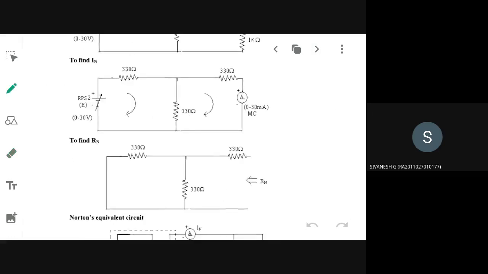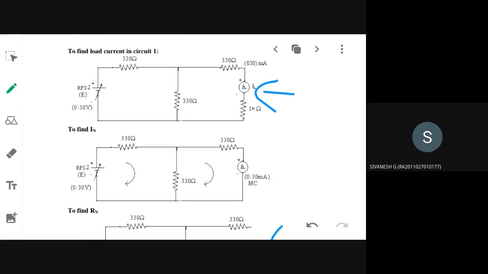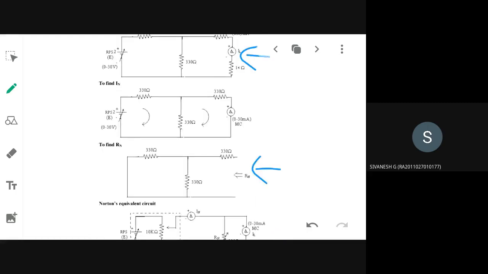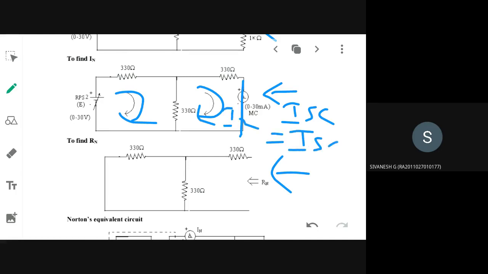RThevenin calculation is the same, same value. IL also same value. One more formula is there for calculating it. The only thing that you have to calculate is the ISC current. For that, you short this, and you can use what law here to find the current I2? I2 is equal to ISC, no? How can you find I2? Simple. I can apply KCL.